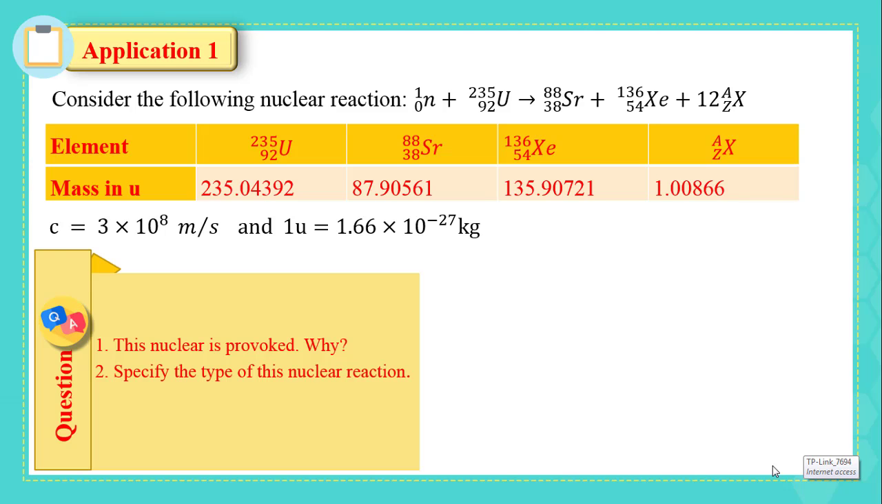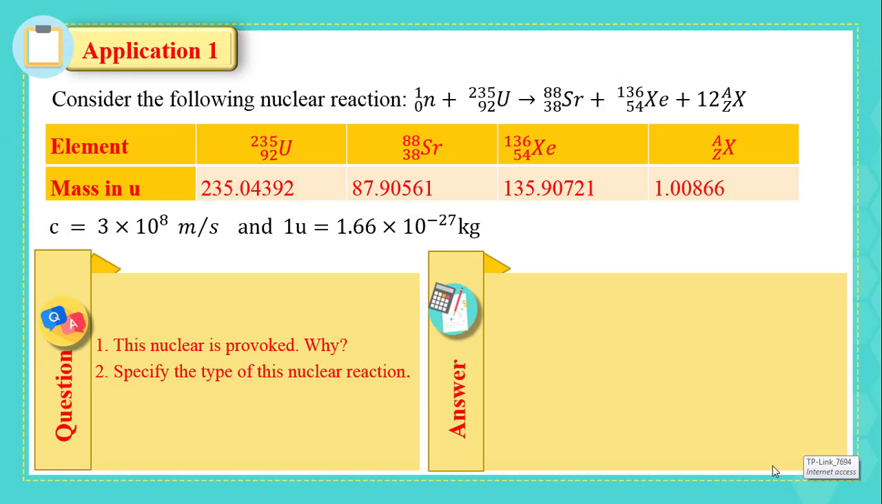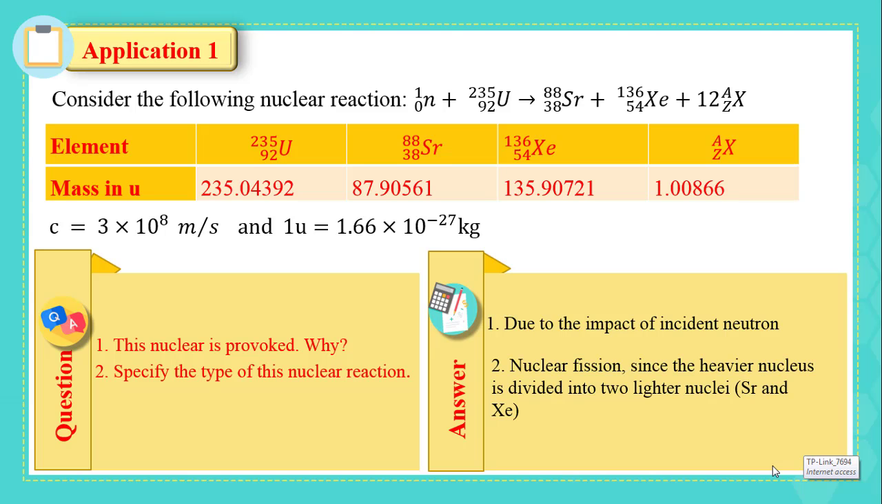In the first question, we have to specify why this nuclear reaction is provoked. The answer is simple. We say that it is provoked due to the impact of incident neutrons, which act as an external intervention. In the second question, we have to specify the type of this nuclear reaction. The type is fission, since the heavier nucleus is divided into two lighter nuclei, Sr and Xe, under the impact of a neutron.